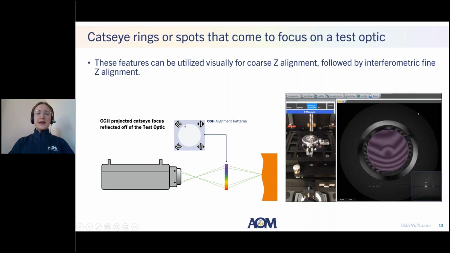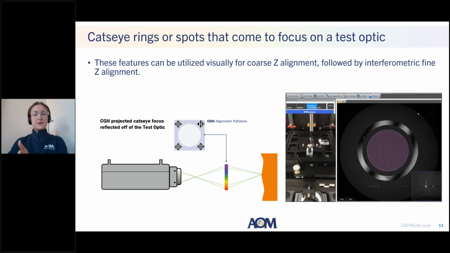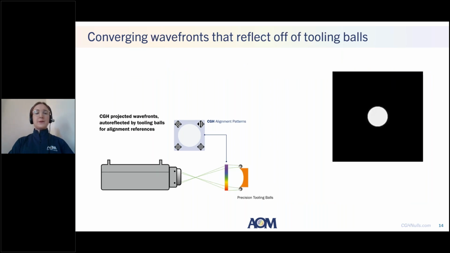And you can use your cat's eye as a coarse alignment if you place a lens tissue against your test optic, bring that light to focus. And then you can remove the lens tissue and use the fringes for a fine alignment of the Z degree of freedom.